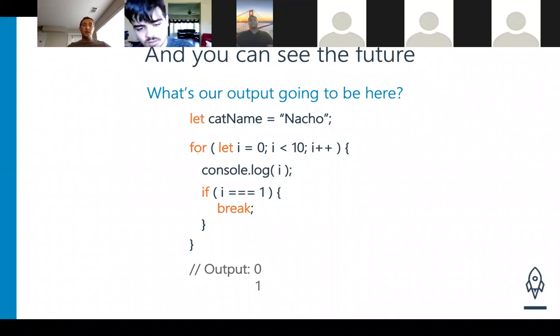Why is it 0 and 1? Because we have a for loop here: let i equals 0, i less than 10, i plus plus, console log i. The first iteration, i will be 0. 0 is not equal to 1, so we skip over this if statement and we repeat. We increment our i, so now i will be 1. Console log i, so it's now 1. i is equal to 1, so then we break and get out of this loop. Hence, our output will only be 0 and 1 in this example. Very good. Now let's move on.